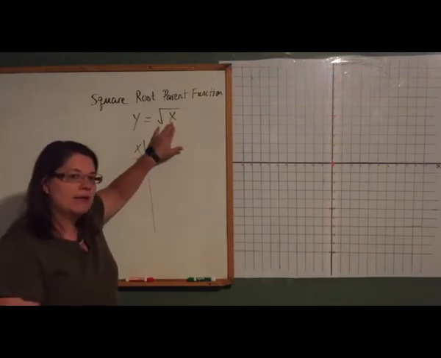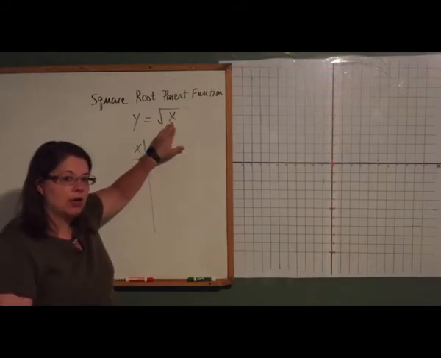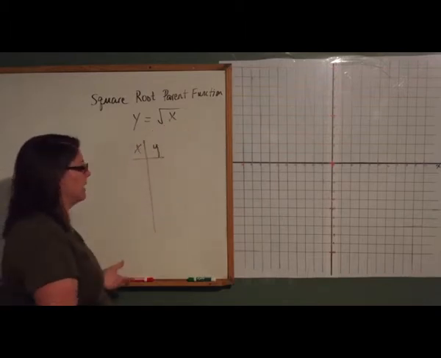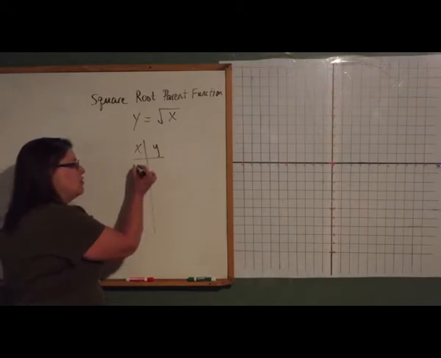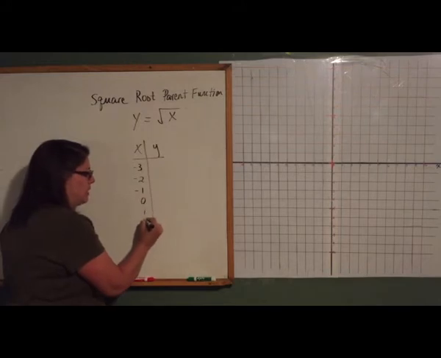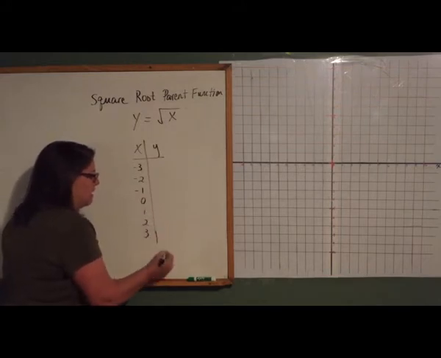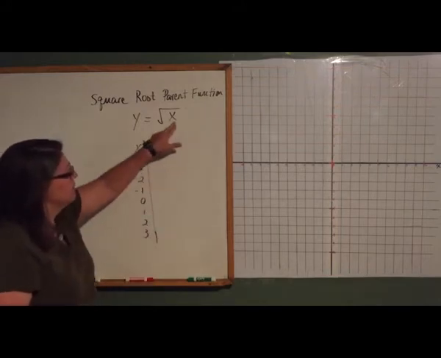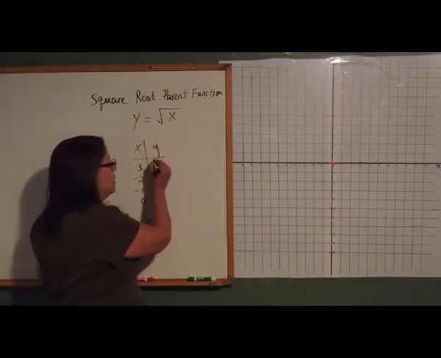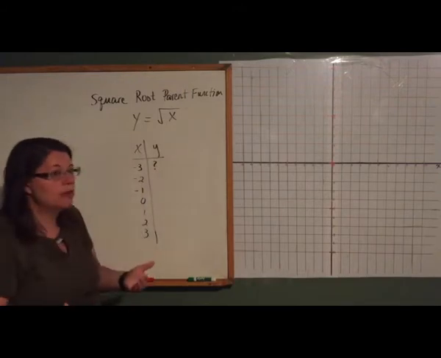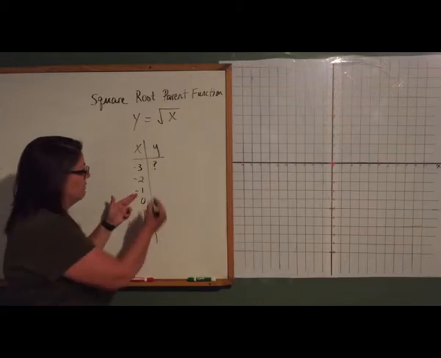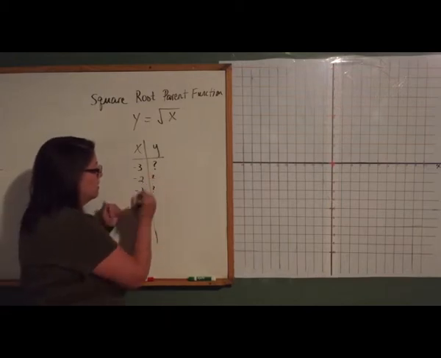Normally I choose positives, negatives, and 0 to plug in for x so that I can generate my ordered pairs. But if you think about that, if I use the normal numbers that I have been using in all the other functions, if I plug in -3, well, the square root of -3 right now doesn't exist. We don't know what that is. We won't know what that is until we get into imaginary numbers. And that's going to be the case for any negative number underneath a square root symbol.